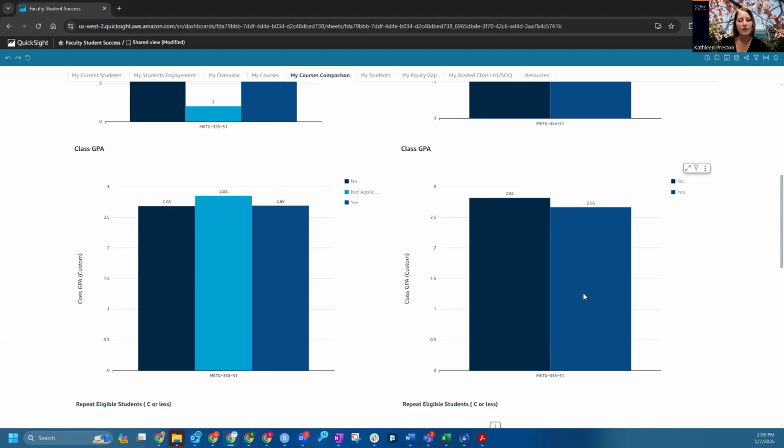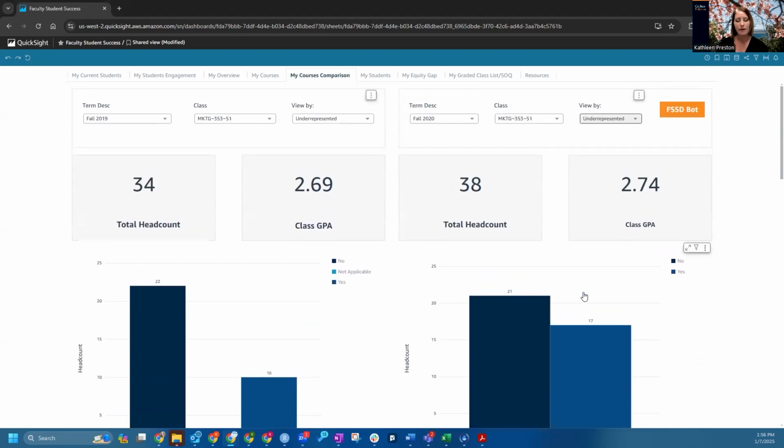Our My Courses tab gives us an indication of how I compare to the department. This allows me to look at how I am doing in comparison to myself across time or across different sections. So this is good information that I can use in my portfolio when I'm doing my narratives, to see how this learning intervention that I've developed was effective, to see how my course GPA has changed across time.